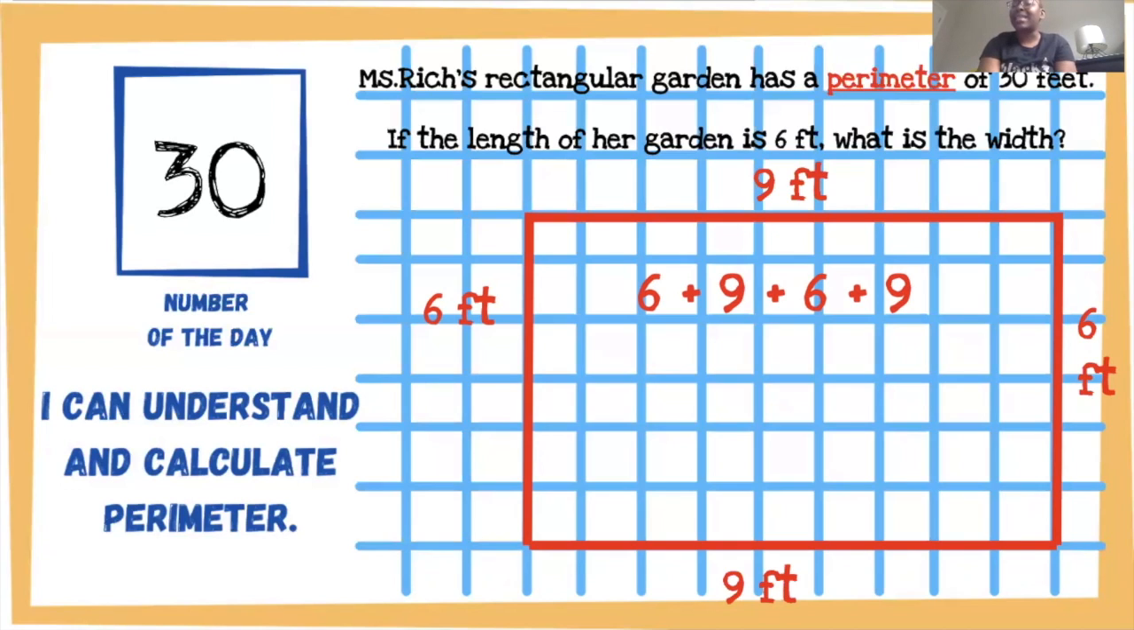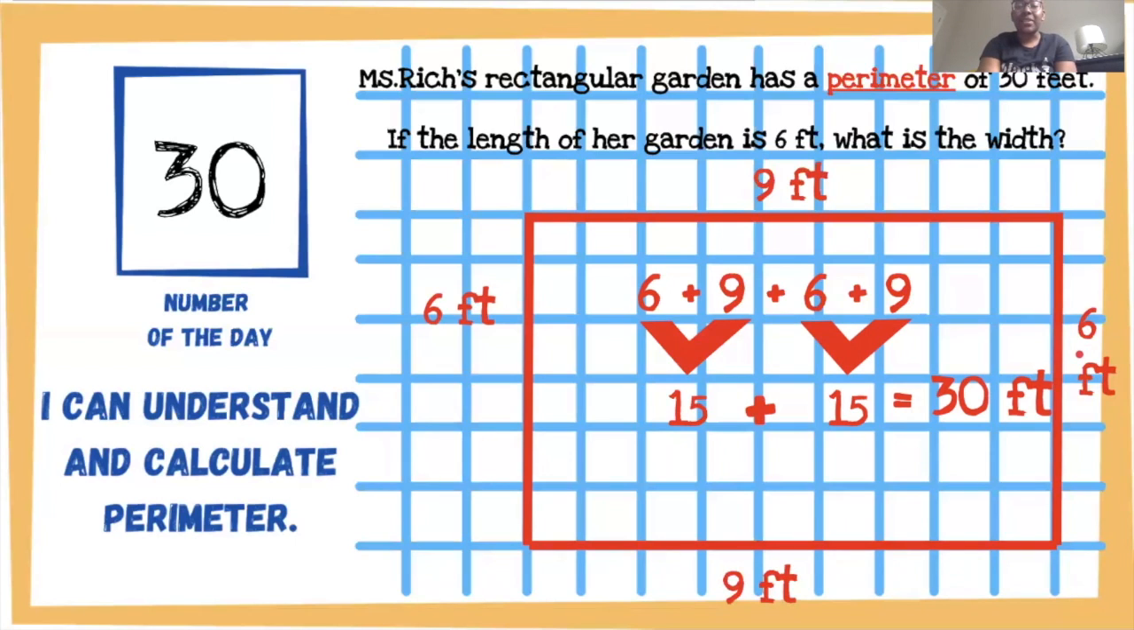What happens if I add 6 plus 9? That's right, 6 plus 9 is 15. Well, let's look at the other 6 plus 9. What happens when I add that? You got it, it's also 15. Well, what am I going to do with these two 15s? There you go. We're going to add them together. And 15 plus 15 is what? You got it, 30 feet. Therefore, we are correct in saying that the width of Miss Rich's garden is 9 feet.